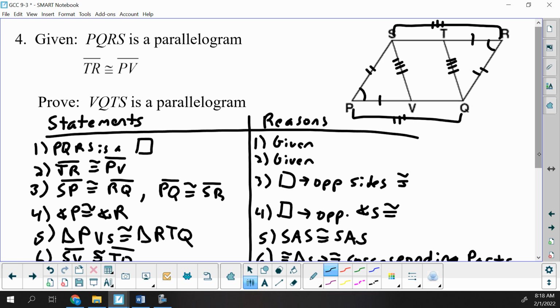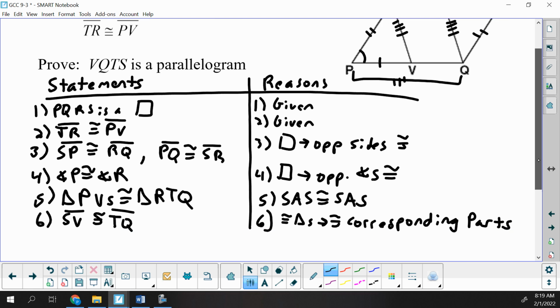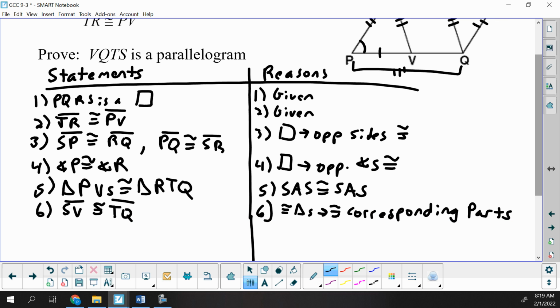So we want to either get SV and TQ to also be parallel, or we want to get ST and VQ to be congruent. Well, notice we've got that big side PQ, and if we chopped off PV, which is also marked up, that could leave us with VQ. And similarly, if we took the big marked up SR and chopped off the marked up TR, that would leave us with ST. So that could lead us to hopefully think to use subtraction postulate.